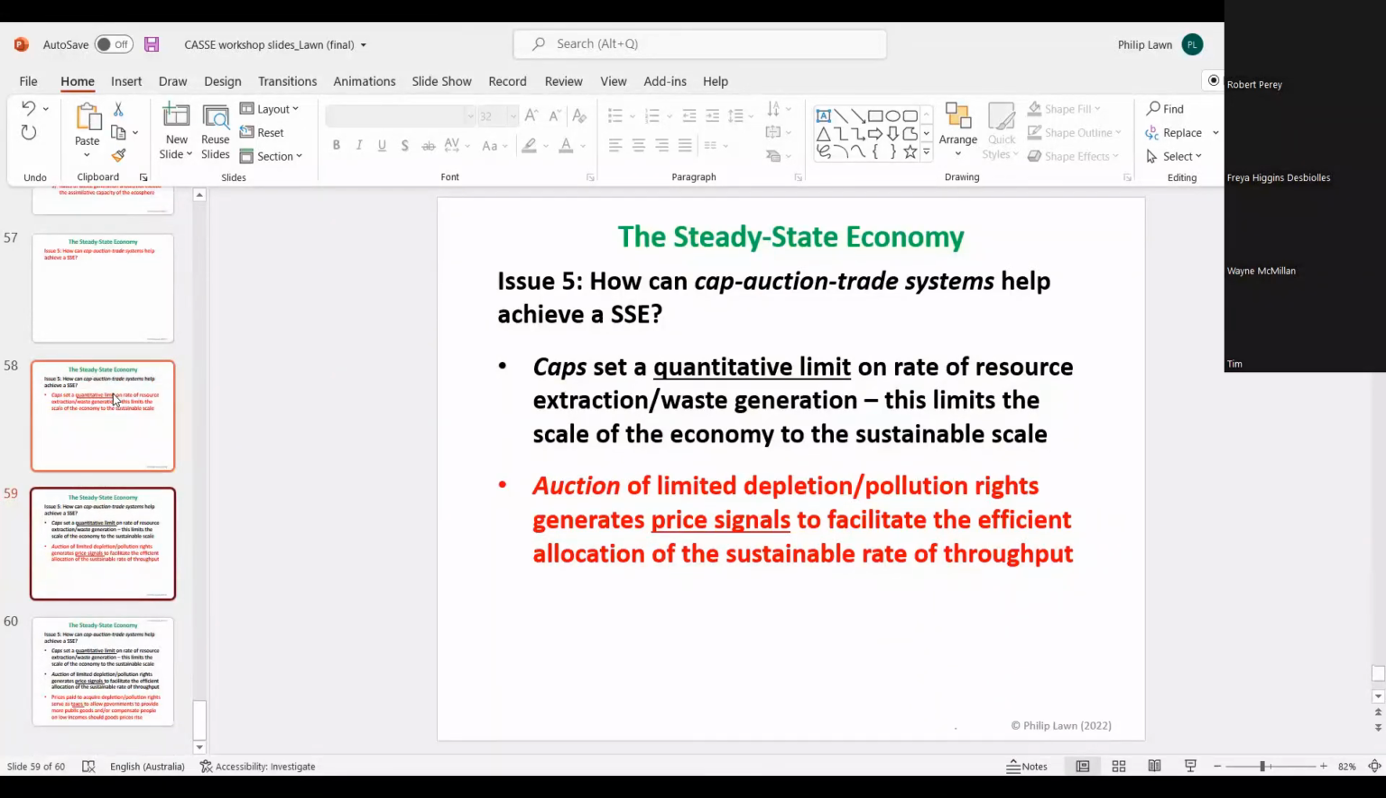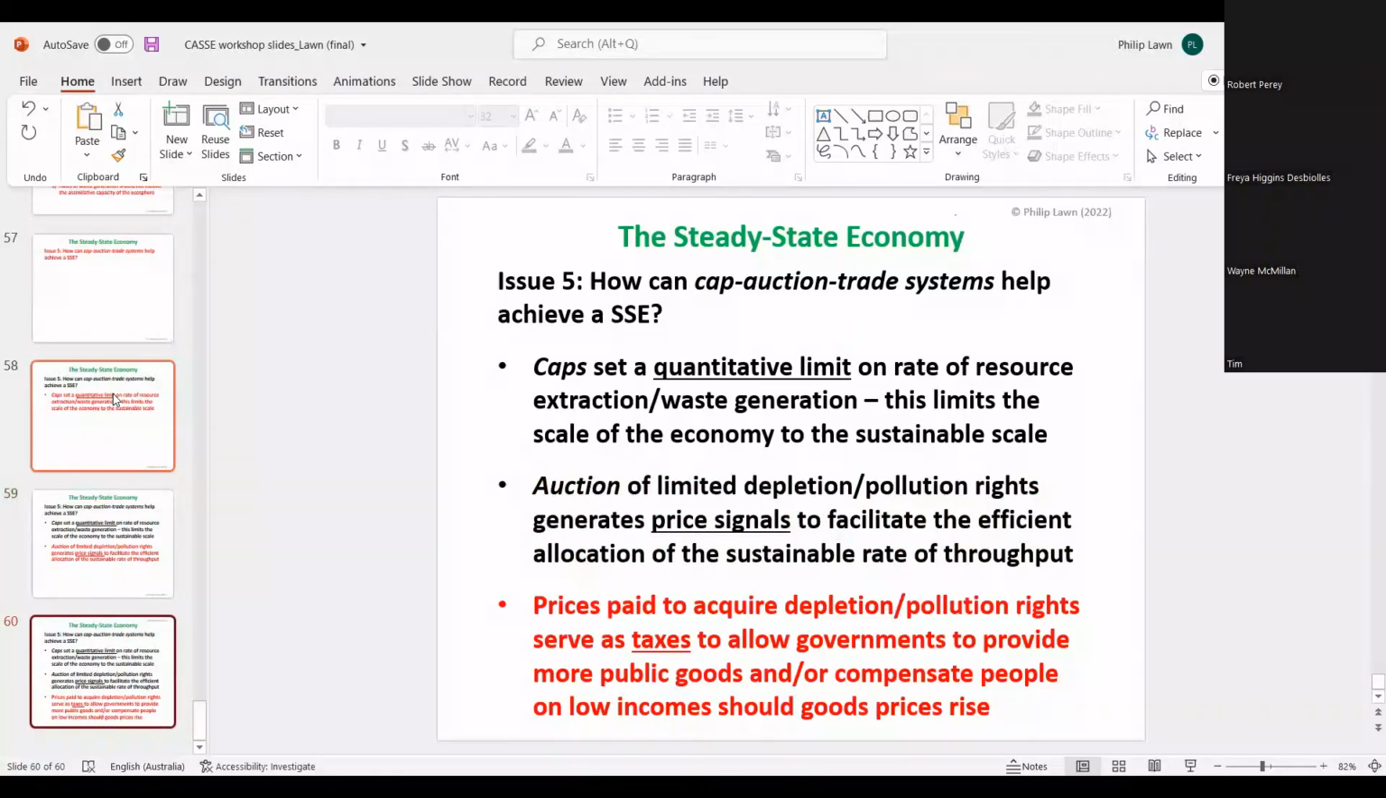In order to access resources, if you're a producer and if you're going to generate some pollution, which is inevitable, then the rights to access resources and to generate pollution, which are capped, are auctioned off. They become depletion and pollution rights. That generates price signals to facilitate the efficient allocation of the sustainable rate of throughput. So through the caps, we ensure that the rate of throughput is sustainable, but to ensure that the resources entering the economy are efficiently allocated, so they go to the highest possible use values, we auction off those rights, which generates price signals, which means the inefficient and polluting producers become uncompetitive and are weeded out.